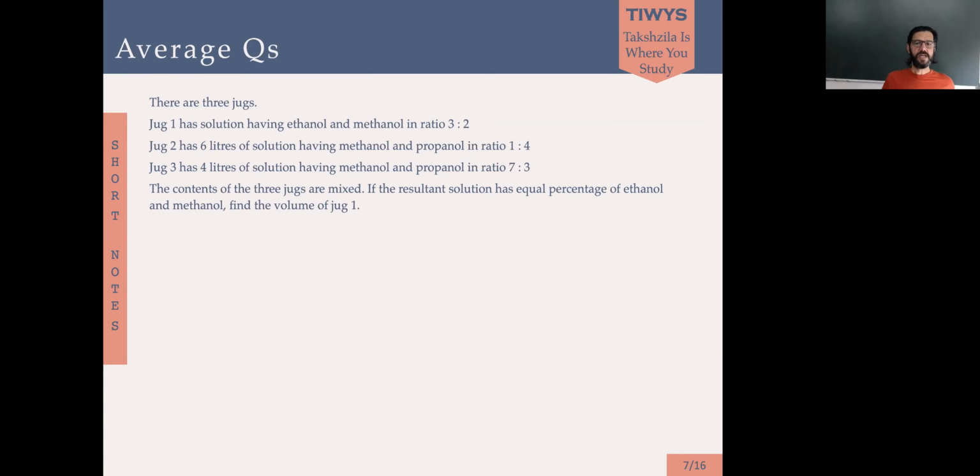For those who are stuck, try to just equate. What you first need to realize is there are three individual components, right? Constituents, whatever you call them. Then you just try to write this if the percentage of ethanol and methanol is equal. So you just equate the ethanol to the methanol.